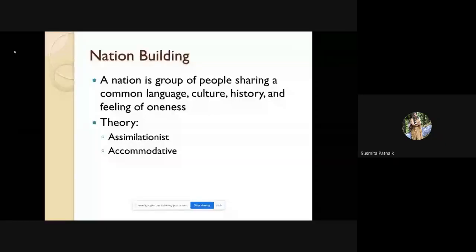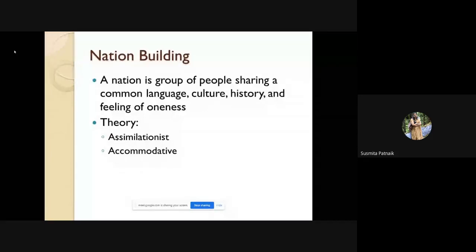So we people have one culture, and our culture is the traditional culture, the Indian culture. We wear sari, we wear salwar suit. We are not adopting Western culture. So adopting one culture means we are building one nation, that is called nation building.